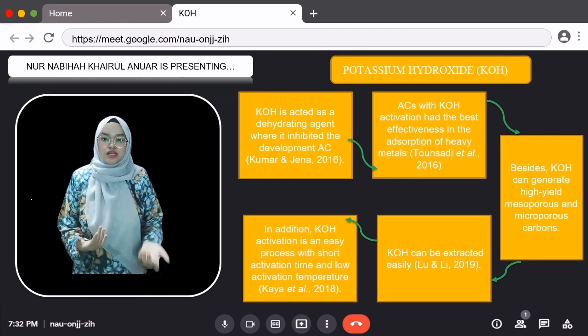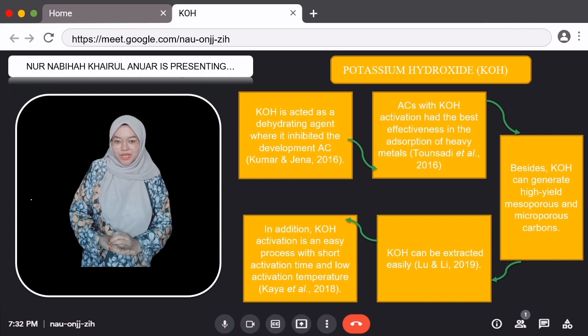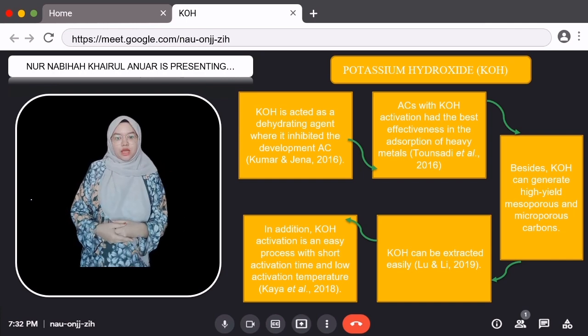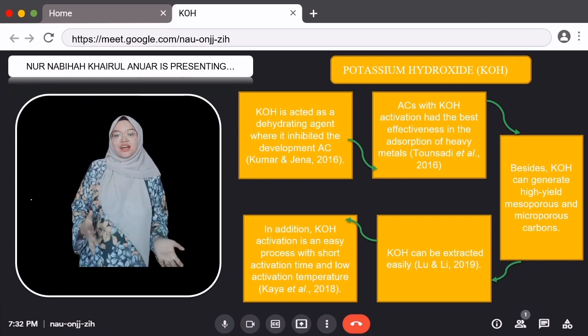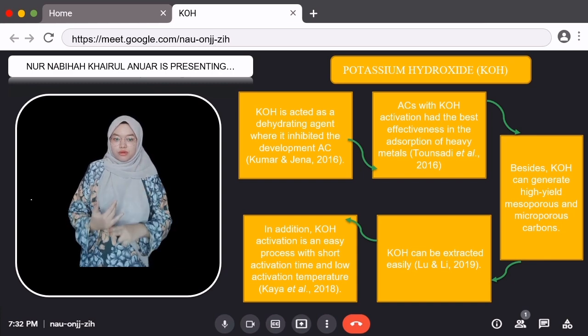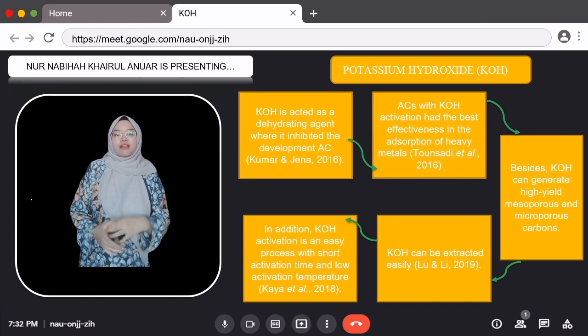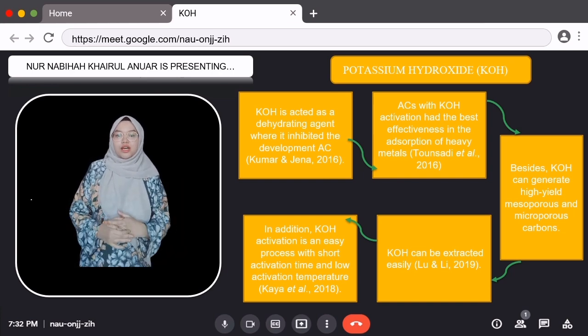KOH as a chemical activator is quite encouraging. KOH acts as a dehydrating agent which inhibits the development of tar, which helps increase the yield of porous carbon. Next, AC with KOH activation had the best effectiveness in the adsorption of heavy metals. Besides, KOH can generate high-yield mesopores and micropores, carbon with high porosity and a unique surface area. Lastly, KOH can be extracted easily by washing and leaching with water after activation.